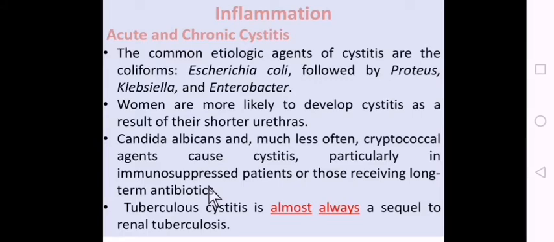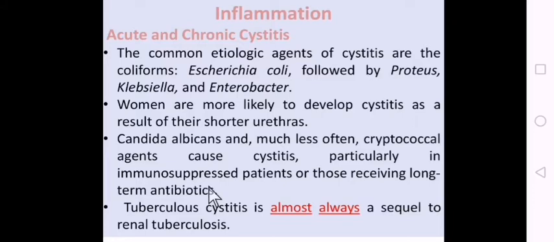Inflammation of the urinary bladder, which is called cystitis. So there is acute and chronic cystitis. The common etiological agents of cystitis are bacterial, وخصوصا E. coli, Proteus, Klebsiella, Enterobacter. طبعا بطبيعة الحال women are more likely to develop cystitis as a result of their shorter urethra.